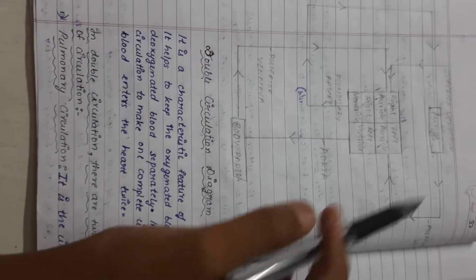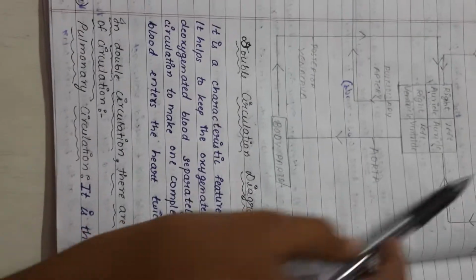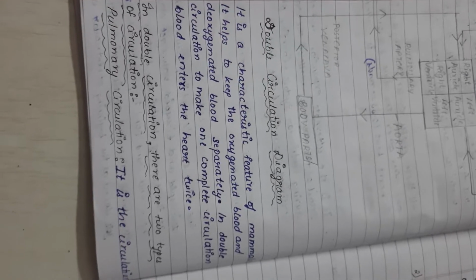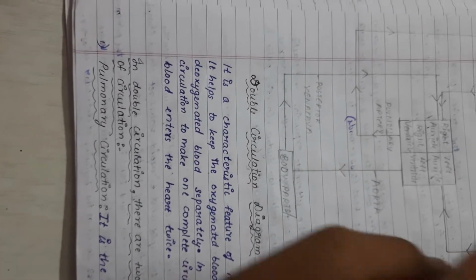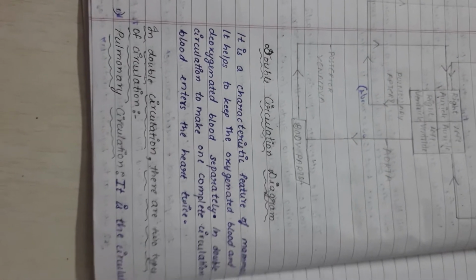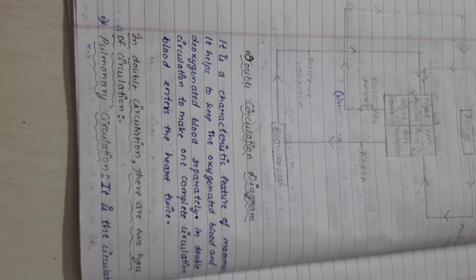And always these are the main parts which should be mentioned. Next, let me come to the double circulation diagram. This is a double circulation. Why is our circulation called double circulation? Because blood enters twice into the heart to complete one circulation.